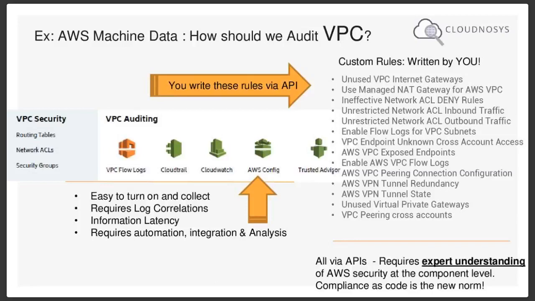Again, writing these APIs and these security and compliance rules requires, I would say, expert understanding of AWS security at the component level. So this is a whole new area, and it's not actually new anymore. People are writing these codes, and that's called compliance as code. That is a big thing that's going on right now.